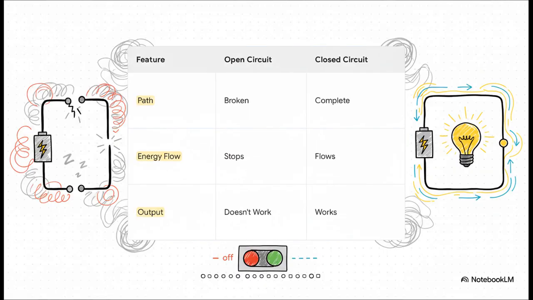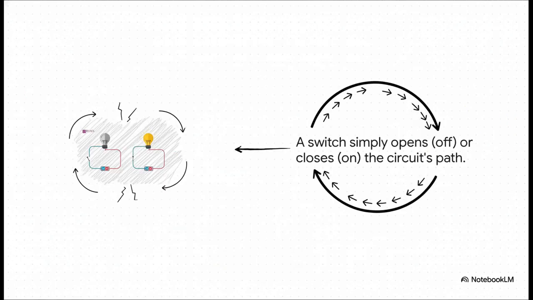Let's just break this down nice and simple. In an open circuit, the path is broken, so the energy flow just stops, and nothing works. But in a closed circuit, the path is complete, energy flows freely, and the output works exactly as it should. It's really a simple on or off system. It's either broken or complete. That's it. And that is all a switch is doing. It's just a tool for us to control the racetrack.